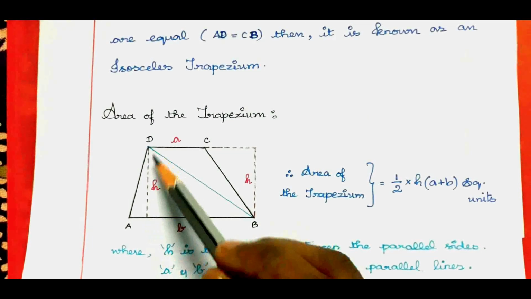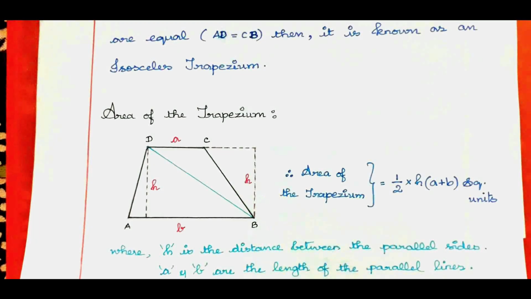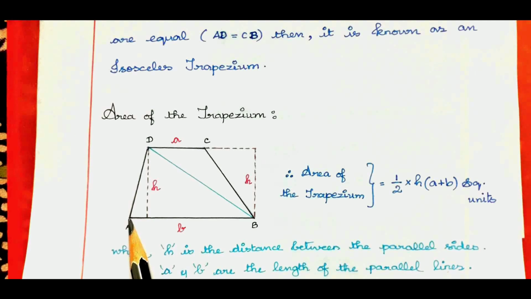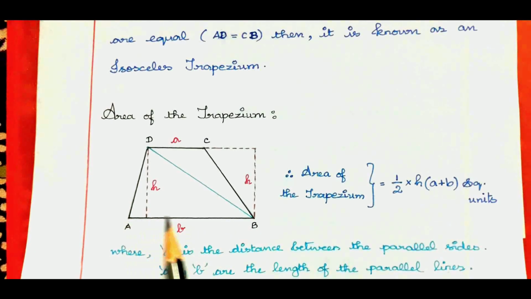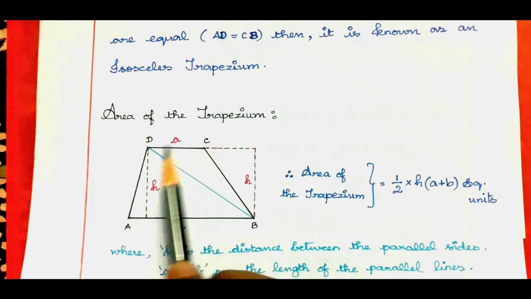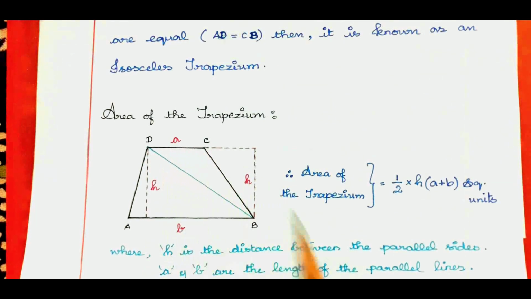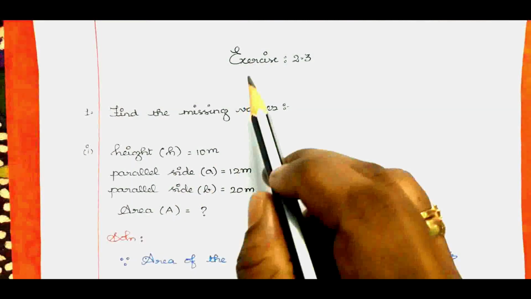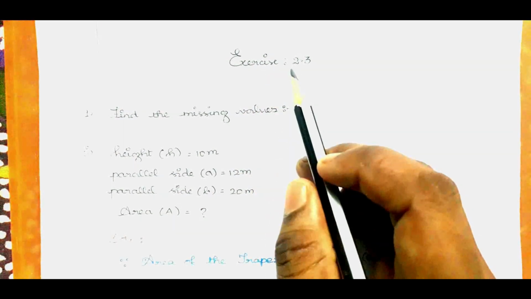The distance between them is said to be h, and a and b are the lengths of the parallel lines. So from point A to B, the length is said to be b, and the length between C and D is said to be a. Clear? Yes. Now we'll move on to exercise 2.3.